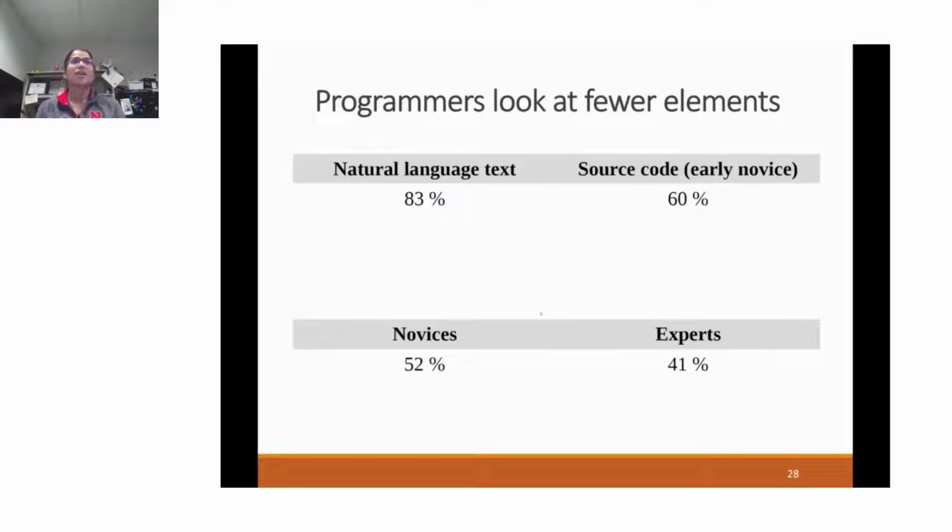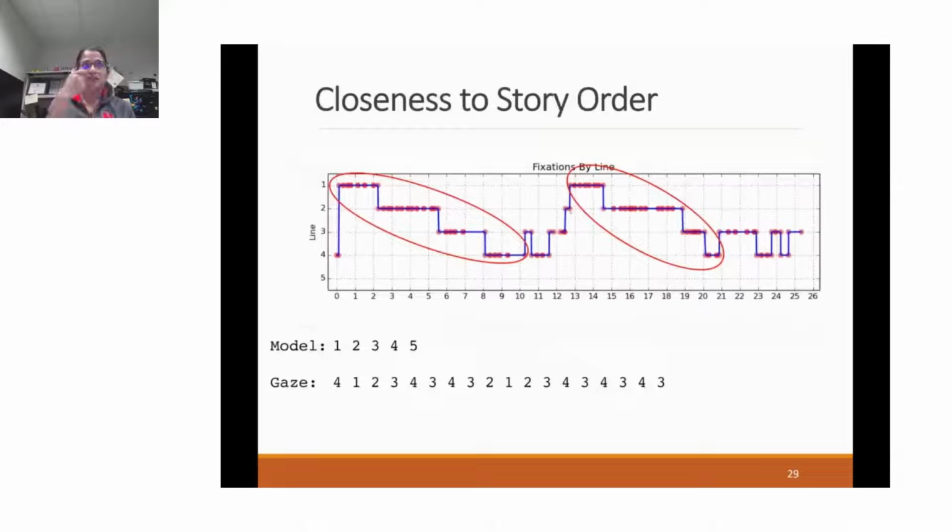And then novices tended to read much more irrelevant things. That's why you see them reading 52 compared to now experts that read only 41. So then we also wanted to determine if code was similar in reading top down, left to right. So we looked at story order and the execution order.